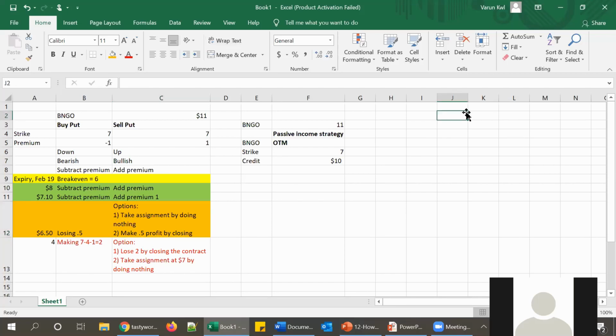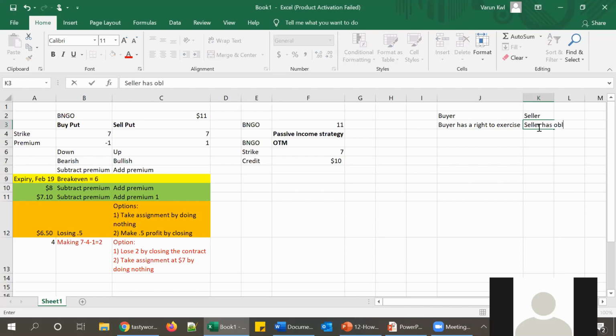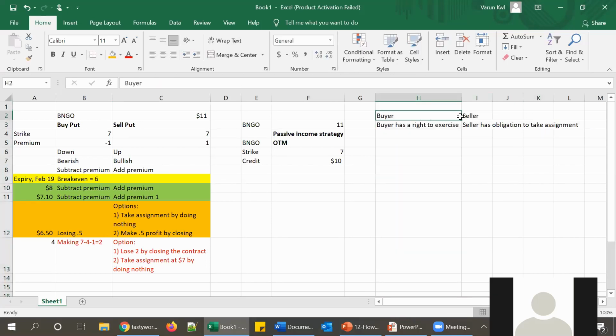So there are two: buyer and seller. Buyer has a right to exercise. Seller has an obligation to take assignment. So basically, since the seller has sold something which he or she did not have in hand, they always have an obligation to take the assignment if they don't make a decision by the date of exercising. Absolutely. Got it. And as a buyer, I always have a choice whether I want to do it or not. Absolutely. This is a perfect answer.